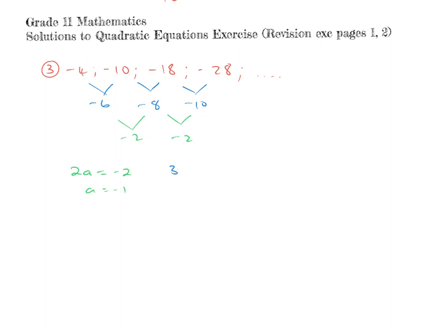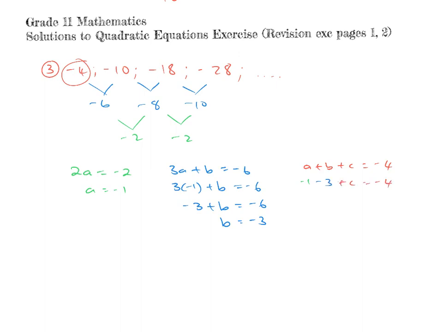Then what we've got is 3a plus b is equal to minus 6. 3 times minus 1 plus b is equal to minus 6. Minus 3 plus b is equal to minus 6. b is going to equal negative 3, if you add 3 on both sides, right? And then lastly, we've got a plus b plus c is equal to negative 4. So we've got a is equal to minus 1, b is equal to minus 3, and then plus c is equal to minus 4. So minus 4 plus c is equal to minus 4. So minus 4 plus 4 is going to be 0.